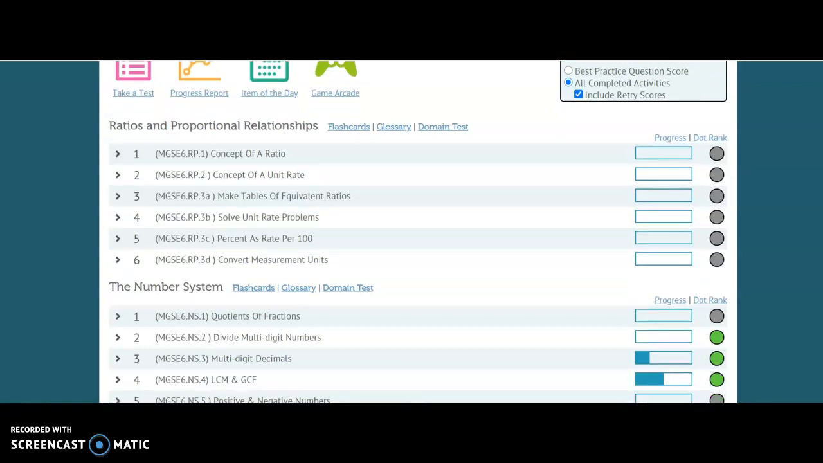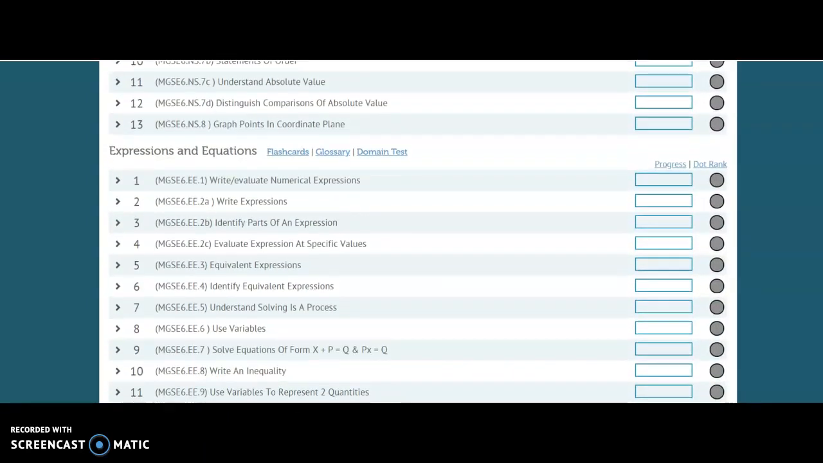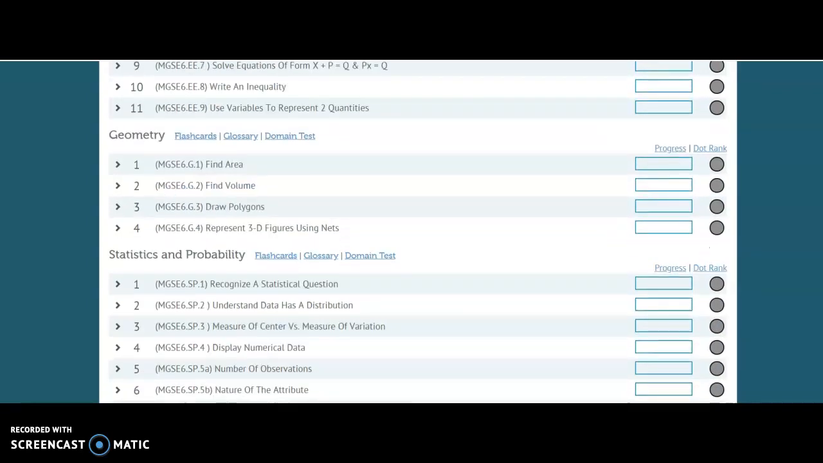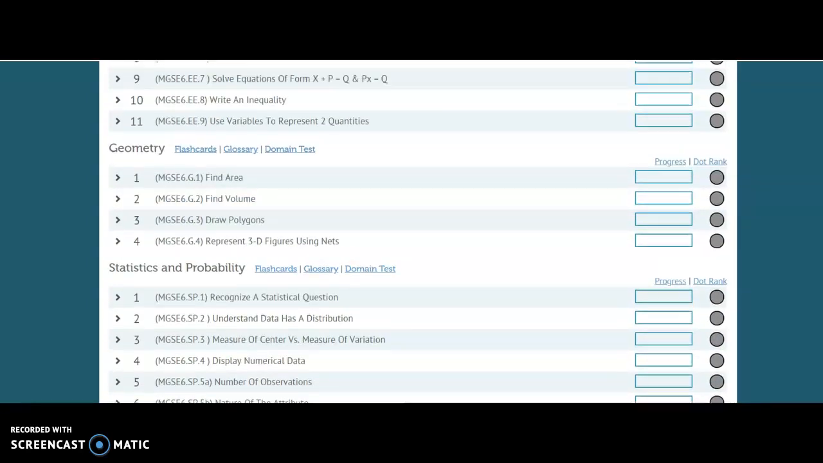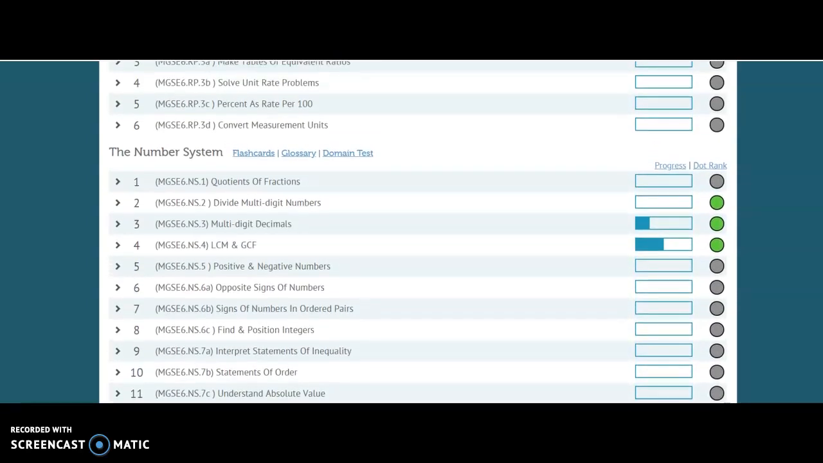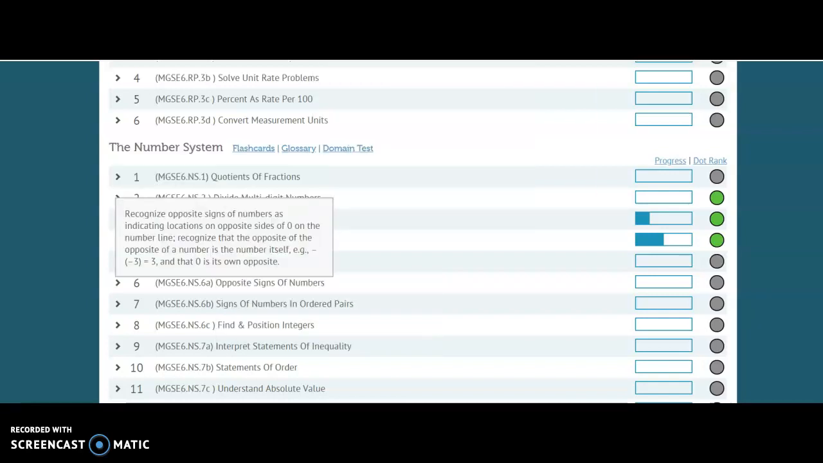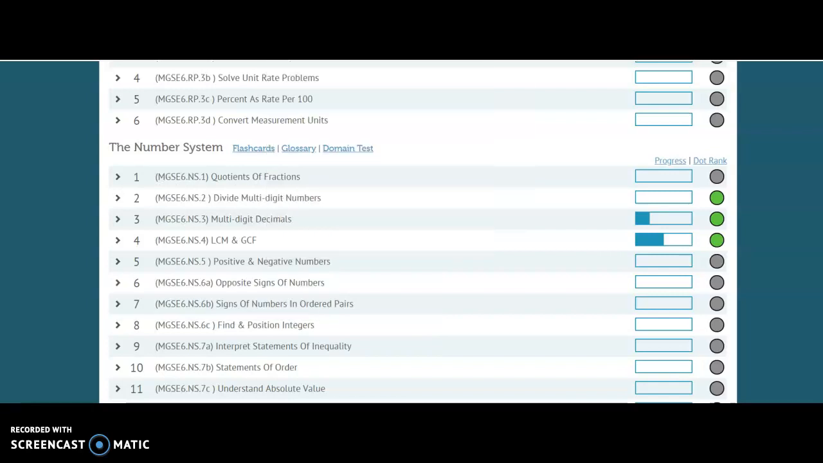As I scroll down, we get into the number system. Then we have expressions and equations, geometry, and statistics and probability. We're going to go up here because we saw some colors up in number system. Now, at this point in time, this student has 3 green dots. We're looking for 4 green dots. So there's one that he hasn't done yet because we just learned it. We just learned number 1, quotients of fractions.